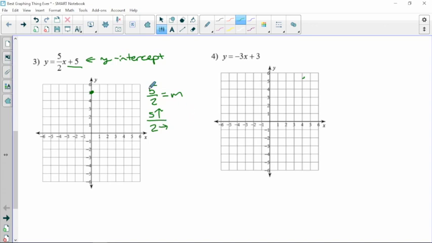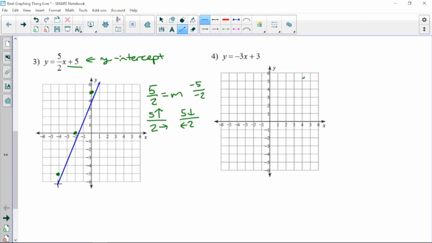No. A positive divided by a positive is positive. I could also do the opposite. I could do a negative, like -5 over -2, so 5 down and 2 left. So I'm going to go 5 down from there, and 2 to the left, and put a point. And 5 down from there, and 2 to the left, and put a point. And that will make a pretty nice line. Oh, I missed. If you use a straight edge, this works out better. But there you go.